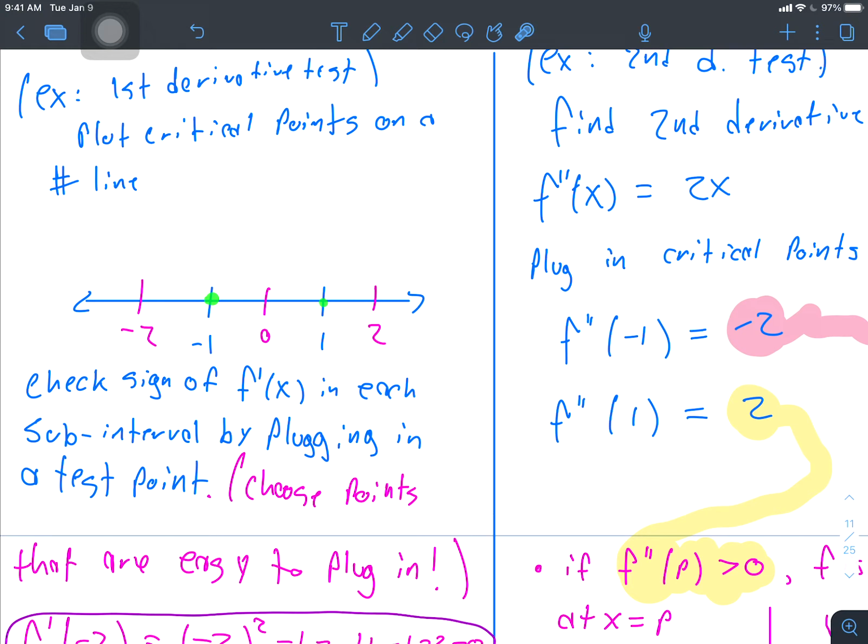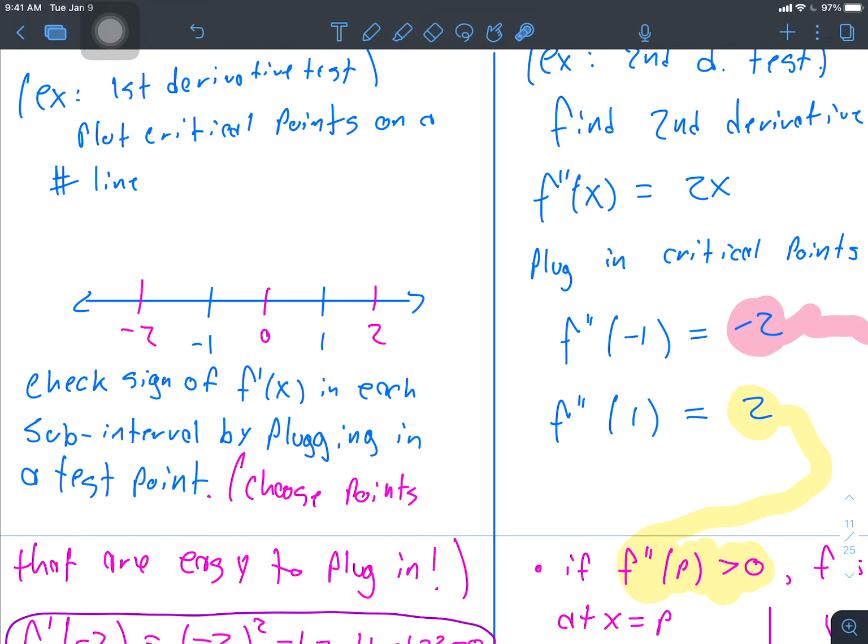So I know that in between negative 1 and 1, the derivative has a uniform sign, by which I mean it's either positive or negative. Okay, and likewise, to the left of negative 1, the derivative is either positive or negative in this region, and it's either positive or negative in this region.